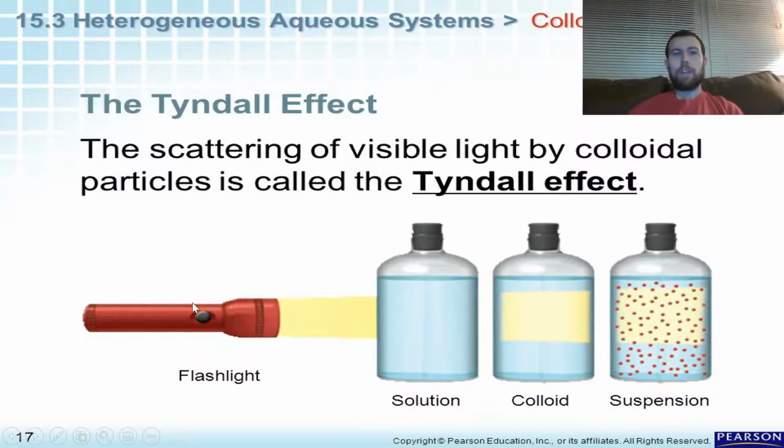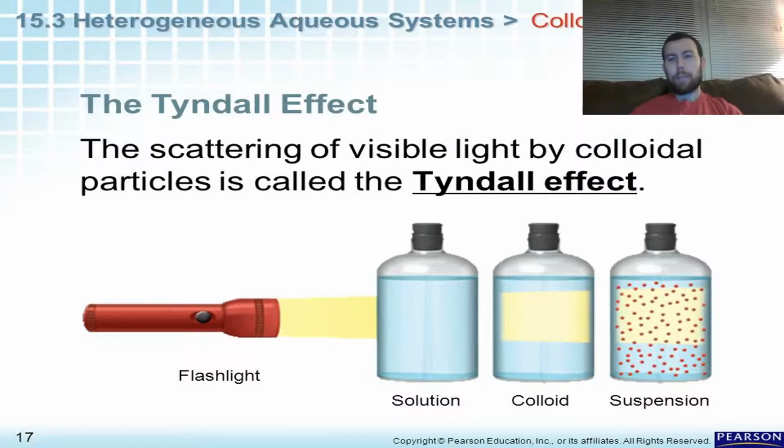How it works is you take a light source, like a flashlight, for example. In a solution, the beam of light is going to pass through and you're not going to see it. It doesn't appear that you can see the beam of light. But when you're dealing with a colloid, even though the particles are really small, that beam of light is actually going to show up in that container. The same thing is going to happen in a suspension. It's going to hit off those particles, and that beam of light is going to be visible.